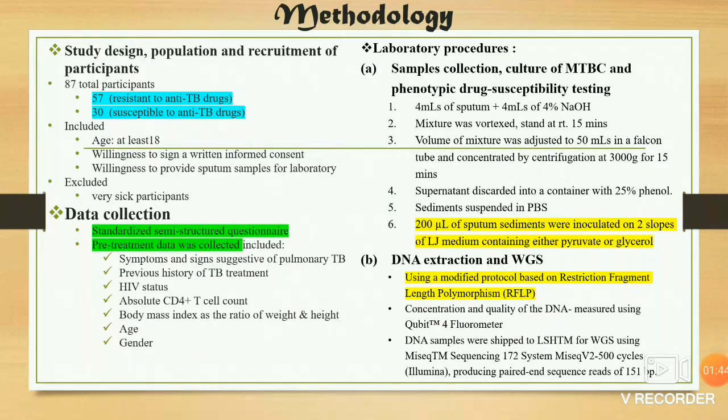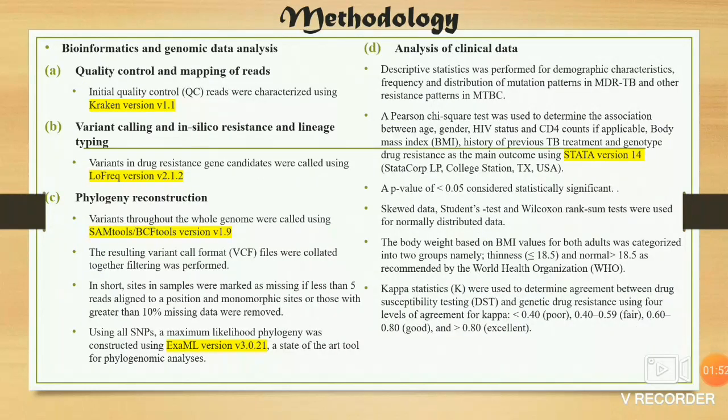For the DNA extraction and whole genome sequencing parts, we used a modified protocol based on restriction fragment length polymorphism (RFLP). For the bioinformatics and genomic data analysis, quality control and mapping of reads were characterized using Kraken version 1.1. Variant calling and in silico resistance and lineage typing used Lofreq version 2.1.2. Phylogenetic reconstruction used SAMtools, BCFtools version 1.9, and RAxML version 3.0.21. For the analysis of clinical data, Stata version 14 was used.